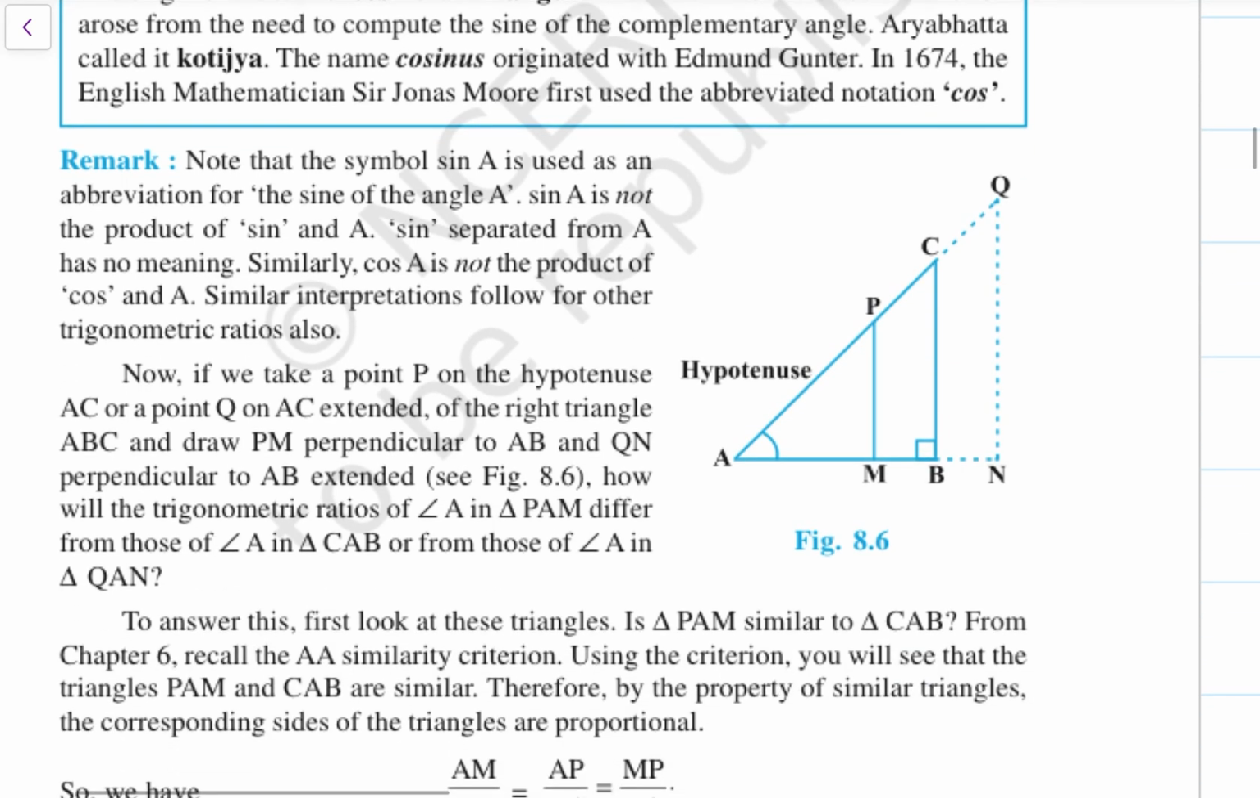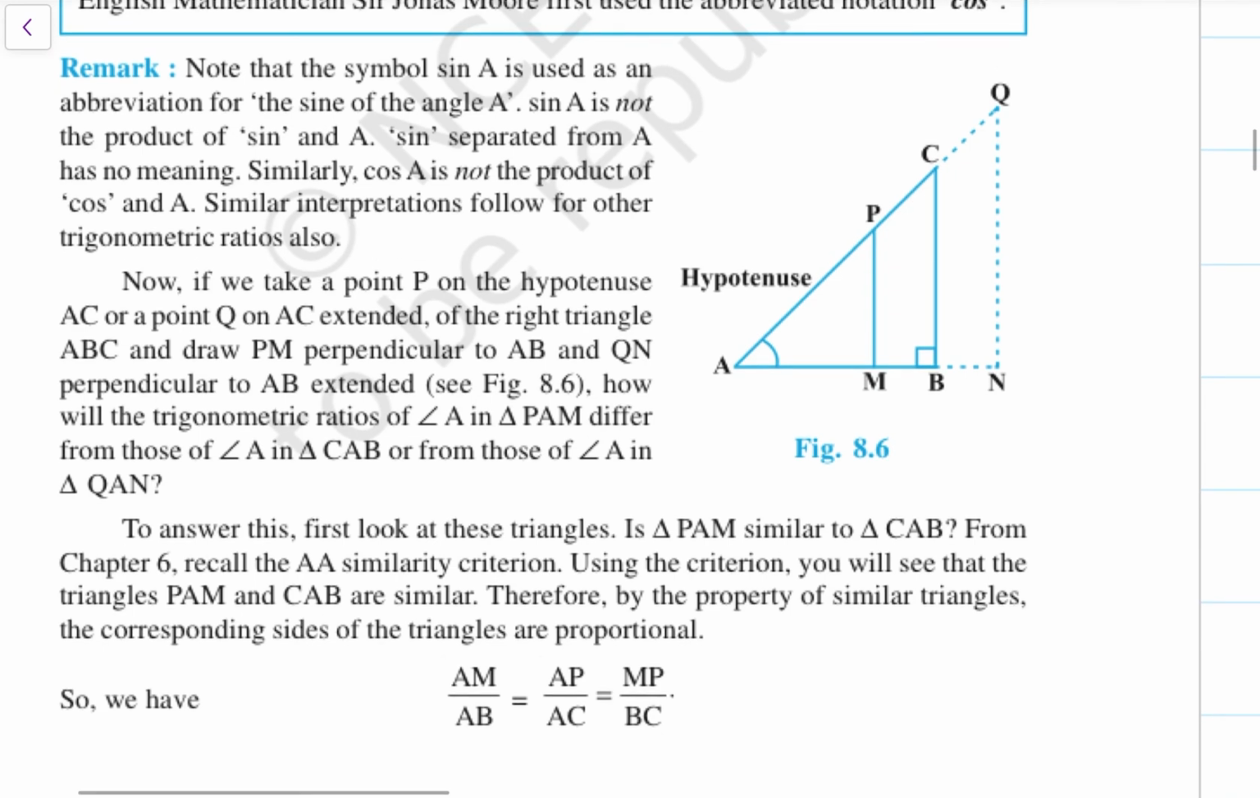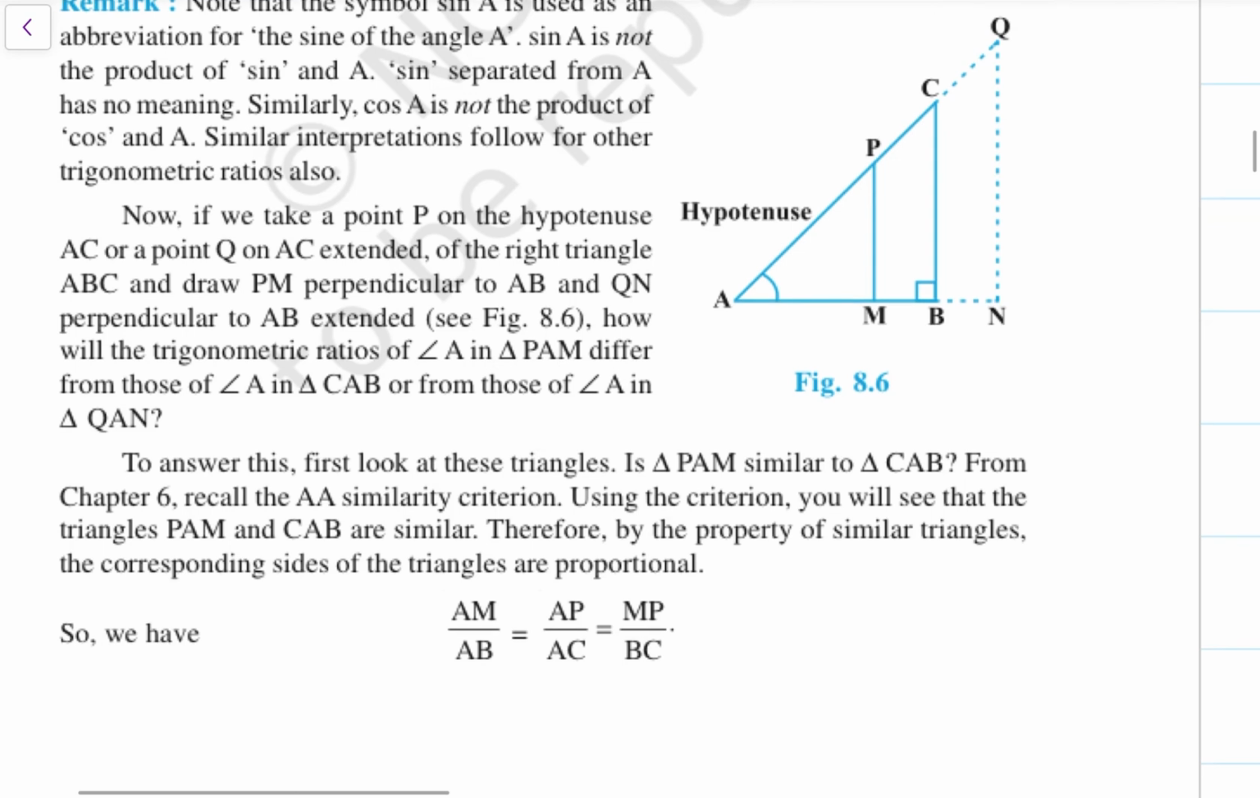Now, if we take a point P on the hypotenuse AC or a point Q on AC extended of the right triangle ABC and draw PM perpendicular to AB and QN perpendicular to AB extended, how will the trigonometric ratios of angle A in triangle PAM differ from those of angle A in triangle CAB or those of angle A in triangle QAN? To answer this question, first look at these triangles.